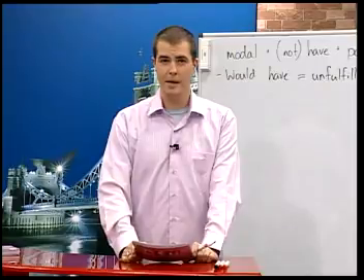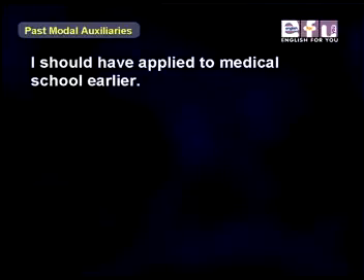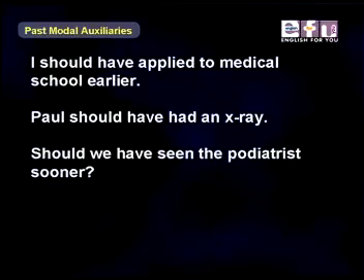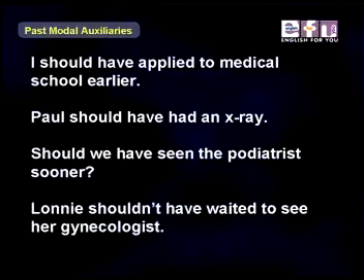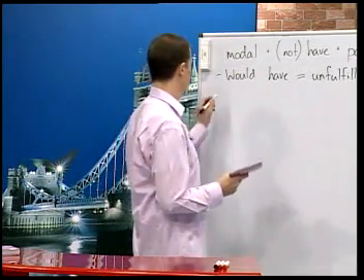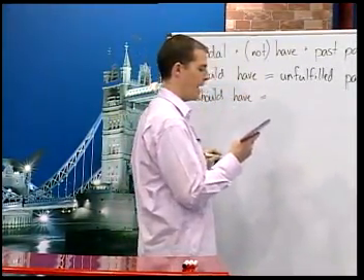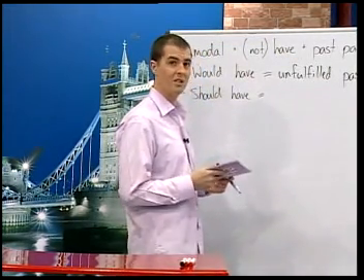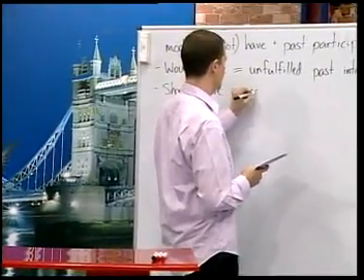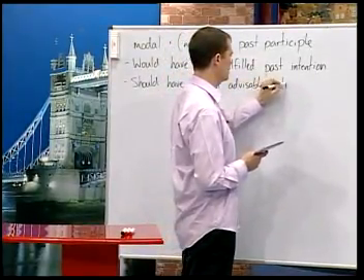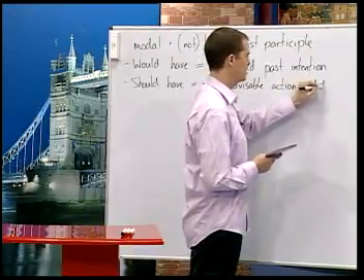Now let's look at another past modal. I should have applied to medical school earlier. Paul should have had an X-ray. Should we have seen the podiatrist sooner? And Lonnie shouldn't have waited to see her gynecologist. Now, should have, put this on the board here, should have is an action that was advisable but did not take place. So we'll say past advisable action, but it didn't happen.